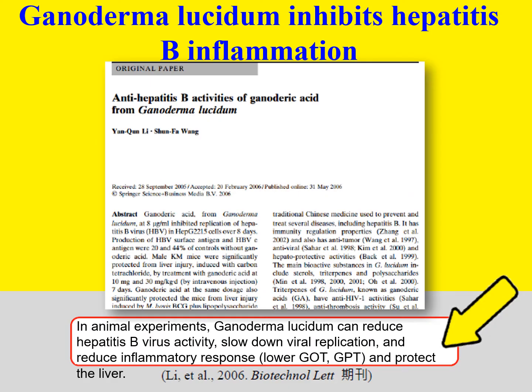Next will be more Ganoderma research, but based on animal testing, focusing on liver diseases. So this is the research based on animal testing. With Ganoderma lucidum, what they see is that it can reduce hepatitis B virus activity and also slow down the so-called viral replication, reduce inflammation response, as well as lower the GOT-GPT level.